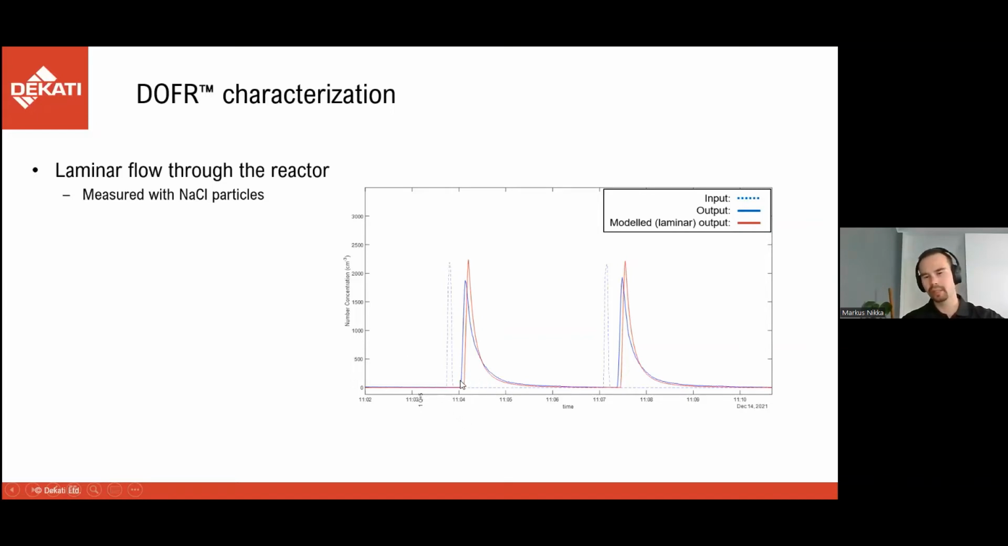In an ideal case, the red line describes the ideal case. So it's modeled with a fully laminar model, and you can see that the measured and the modeled are giving very similar results. So we can say that the flow through the reactor is laminar.